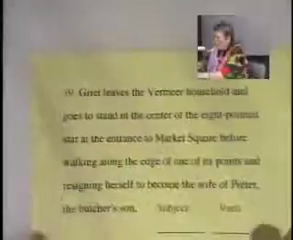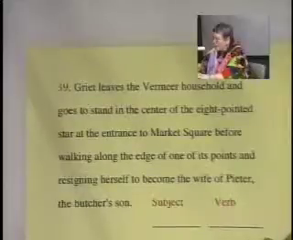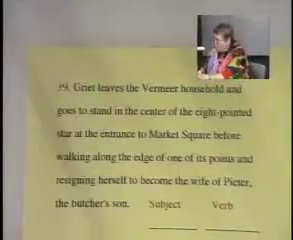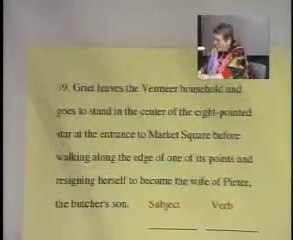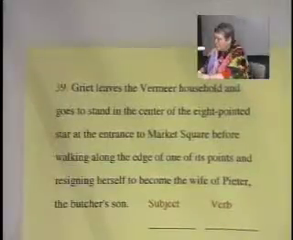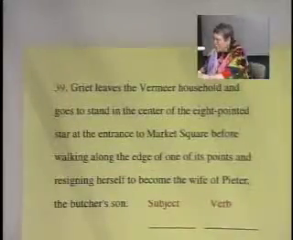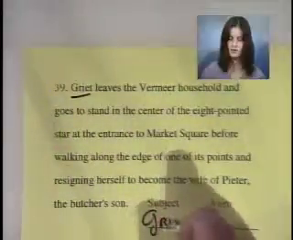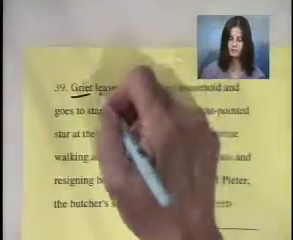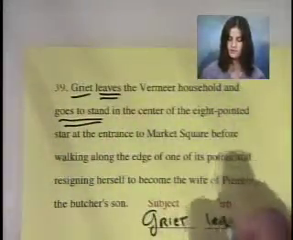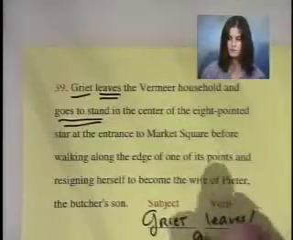Greet leaves the Vermeer household and goes to stand in the center of the 8-pointed star at the entrance to Market Square before walking along the edge of one of its points and resigning herself to become the wife of Peter, the butcher's son. So, Pippa, where's the subject? Greet. And how about the verb? Leaves. And there's a second verb. Goes to stand. And what kind of a clause is that? Main. What kind of a sentence is it? Simple.